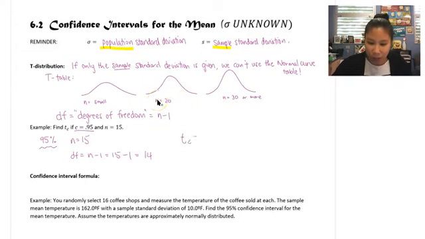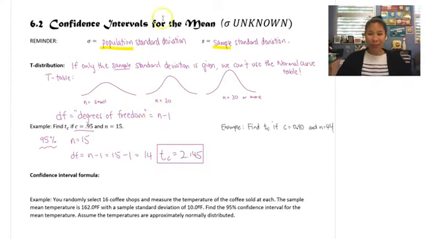So TC will be 2.145. That's it. I want to do one more example with you, because this time I want to use n equals 44, and we're using a confidence level of 90%, so 0.90. So using my table, then I know the degrees of freedom is going to be 43, because 44 minus 1 is 43.